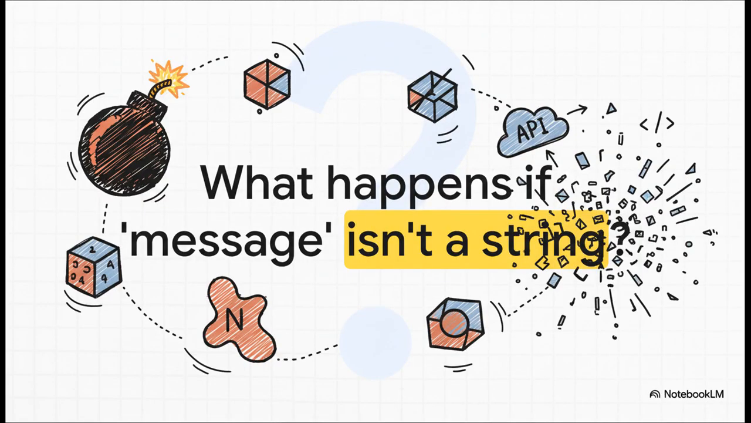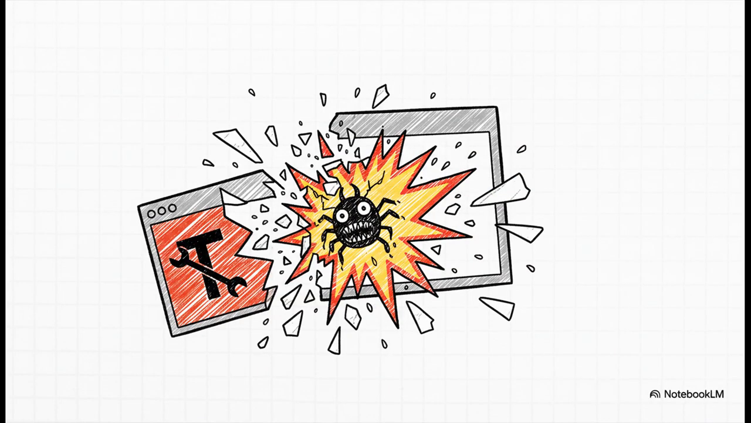But see, here's the gamble. What happens if somewhere deep in your application, that message variable isn't a string? What if it's a number, or it's null, or an object from some API you didn't expect? All of a sudden, that harmless little line of code is basically a ticking time bomb. And boom, at runtime, when a real person is using your app, the whole thing can just crash.